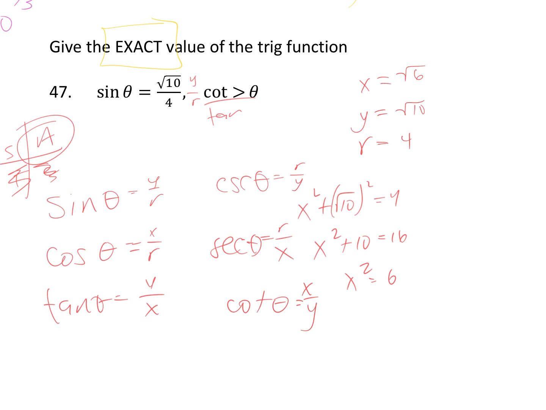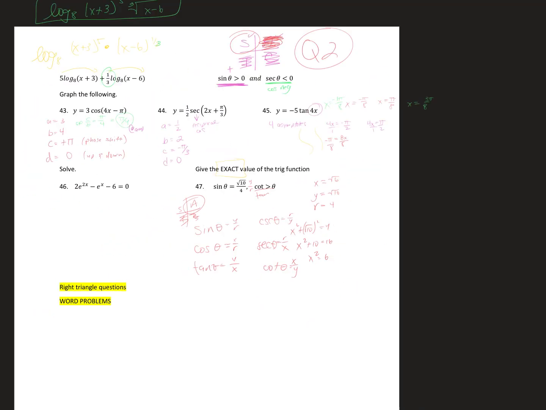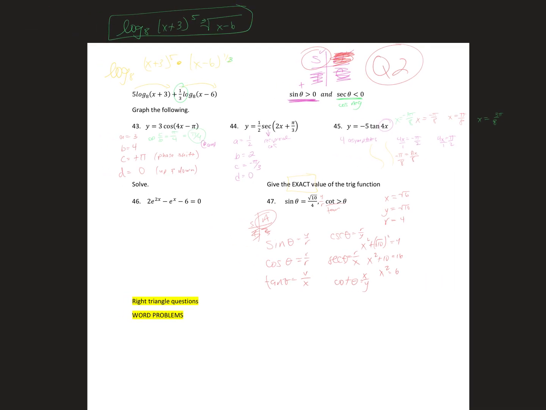And then what you would do with that, guys, is it says exact. That means I do not want decimals. So you can use your calculator as an aid, but you cannot give me the decimal equivalent. Sound good? All right.